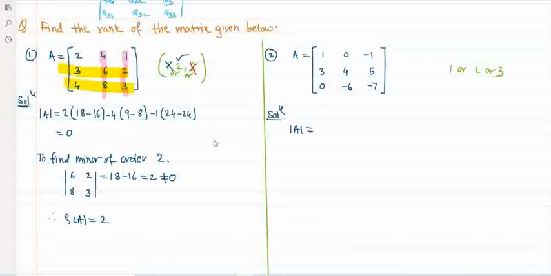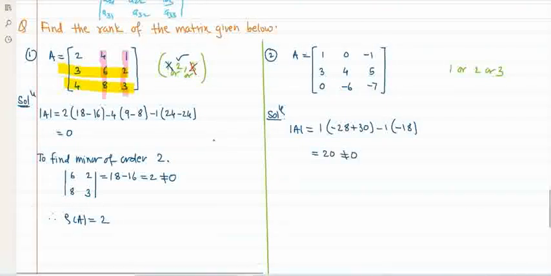Determinant of A, calculate. 1 into, second term not necessary to write, minus 1 into minus 18, 20. Yes, 20, which is not equal to 0. That means again, rank of A equal to 3 is not possible. Now select any two rows and any two columns.